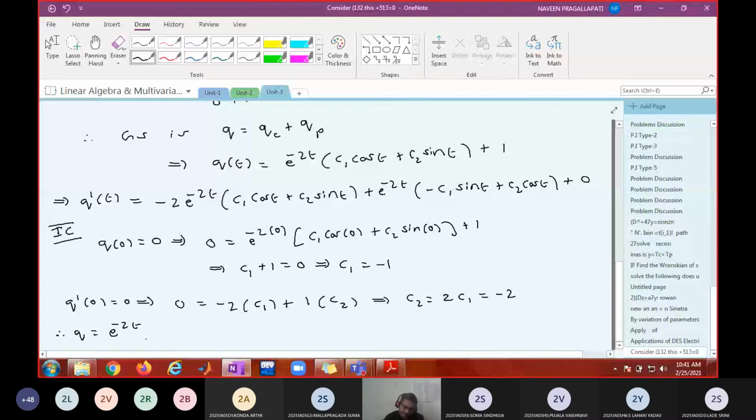What are you asked in the problem? Find the current. Therefore what is current? I equal to dq by dt. We have already the expression here. Substitute c1, c2 here and simplify. So can you substitute c1 equal to minus 1, c2 equal to minus 2, and tell me the simplified expression?